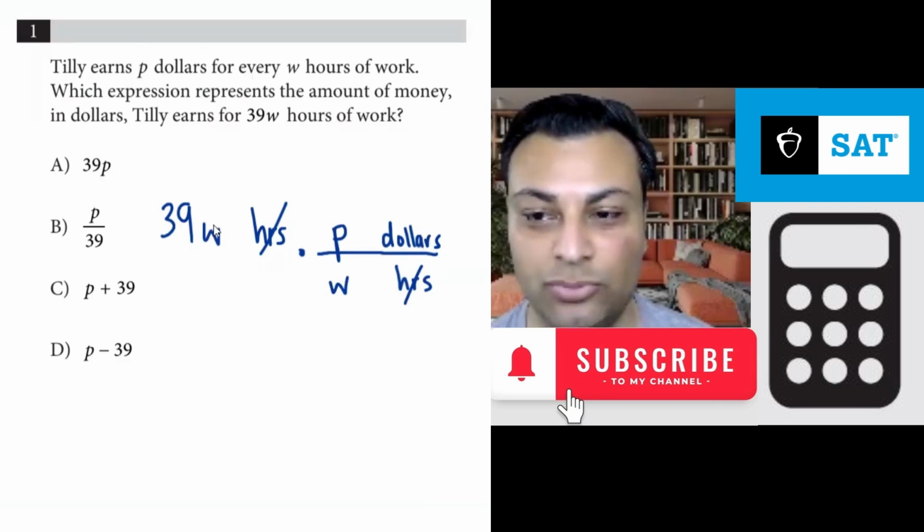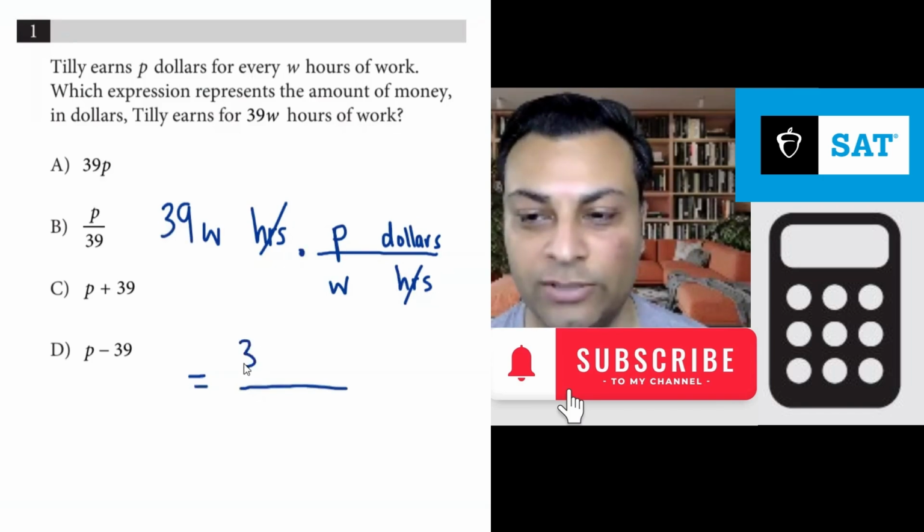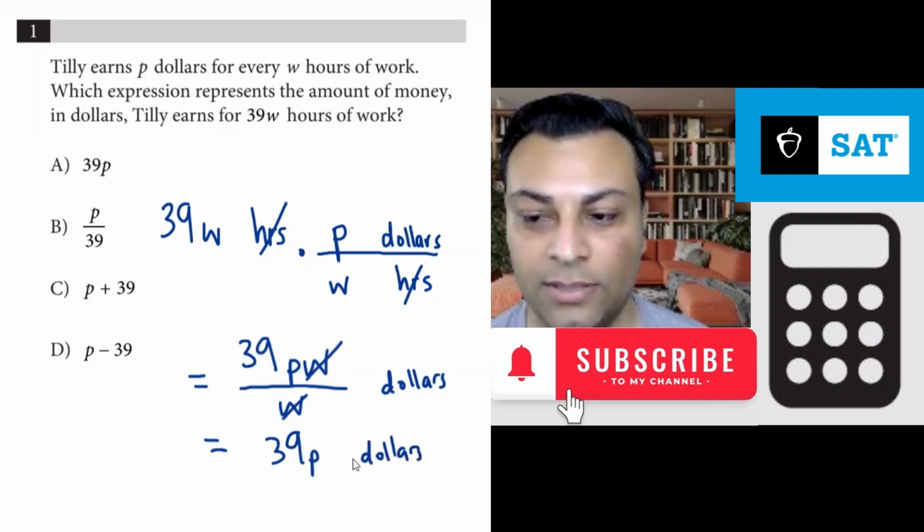Now, you can cancel the W's right now if you'd like, or you can just keep going and you would have 39WP for the numerator, and the bottom is just W. And the units, well, hours and hours are gone, you have dollars. These W's will cancel. You wind up with 39P dollars. So 39P is the answer, which is A.